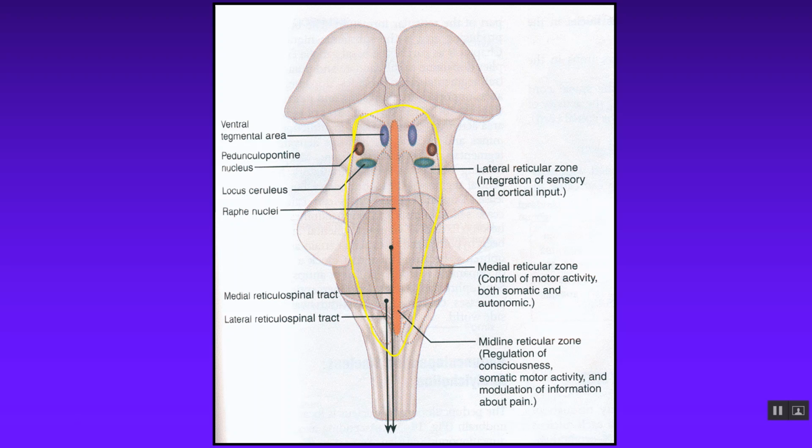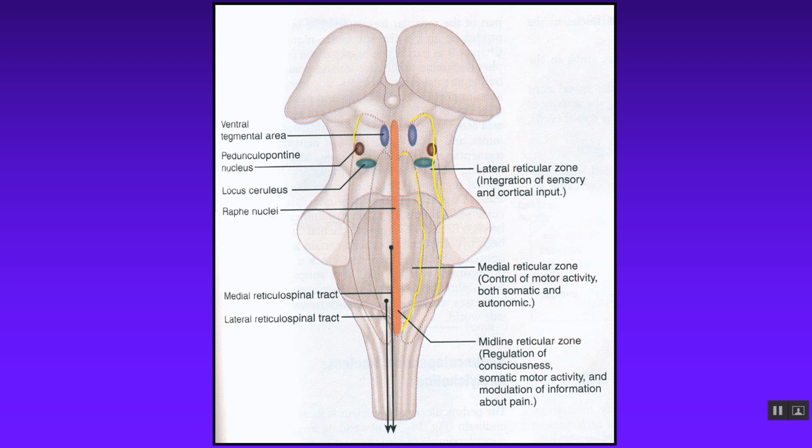We're looking at the back of the brainstem here, and you can see it's divided into these 3 zones. That orange thing in the middle is the midline reticular zone. And you come out to the next level of dotted lines here, that is the medial reticular zone, and then come out a little further here, and that's the lateral reticular zone. Okay.